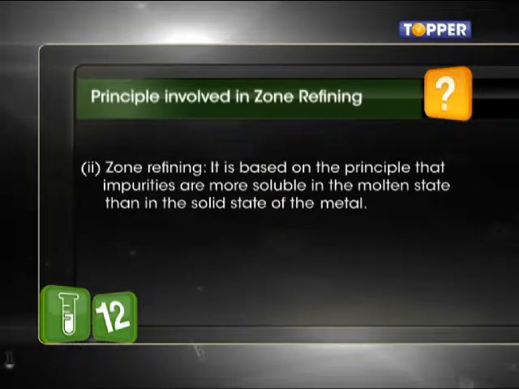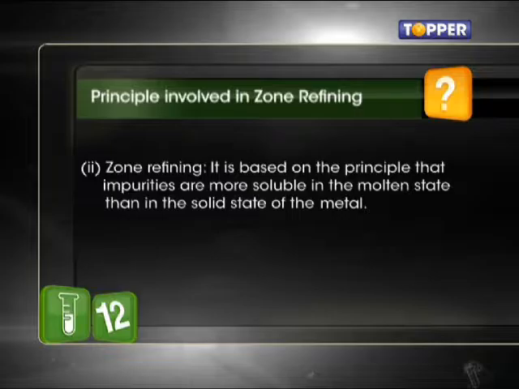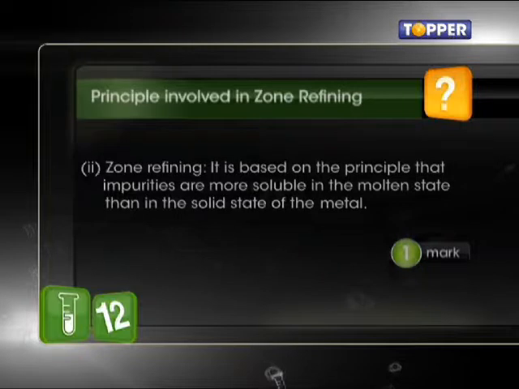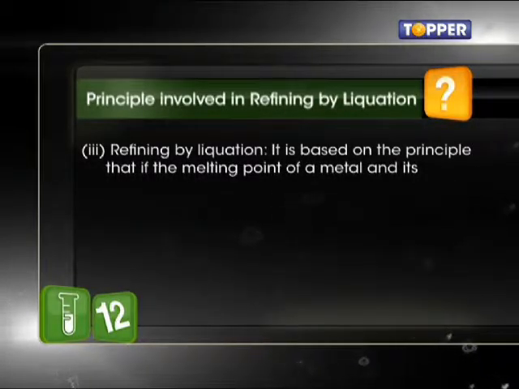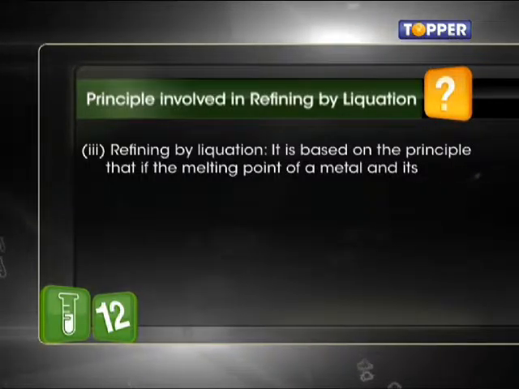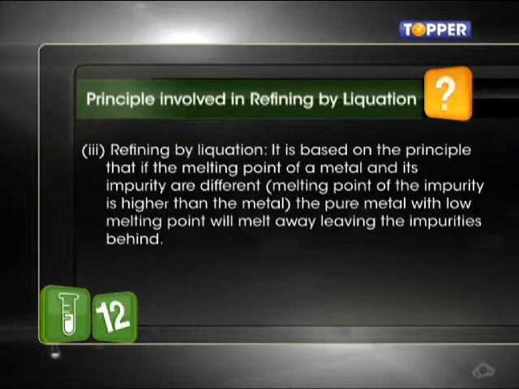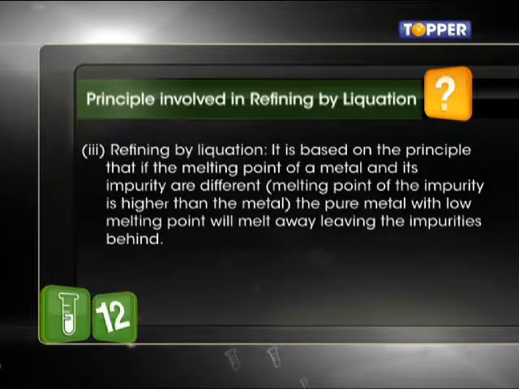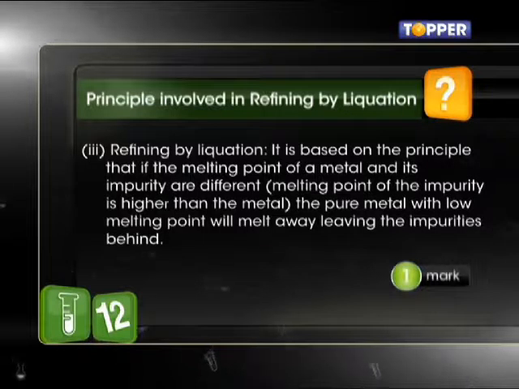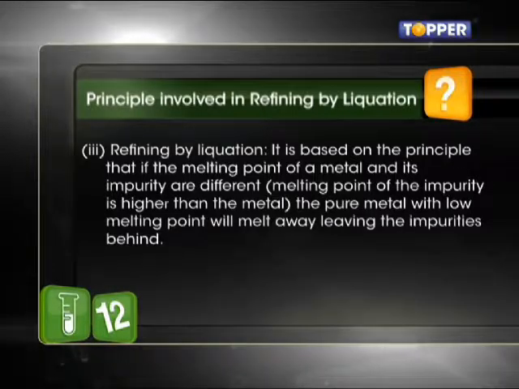Secondly, zone refining. It is based on the principle that impurities are more soluble in the molten state than in the solid state of the metal. And lastly, refining by liquation. Here you will mention that it is based on the principle that if the melting point of a metal and its impurity are different, the pure metal with low melting point will melt away, leaving the impurities behind, which has higher melting point than the metal. In this question, only the principles are asked, so give to the point answer and do not waste time in explaining these processes.